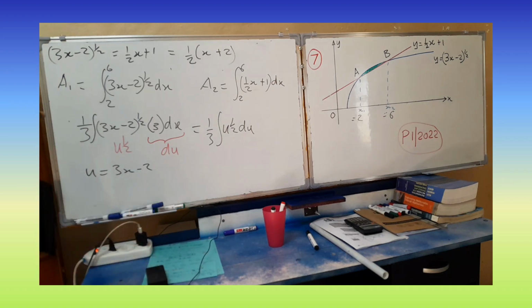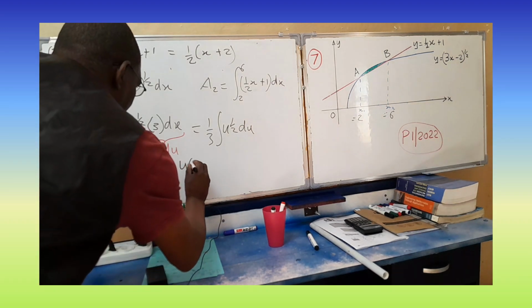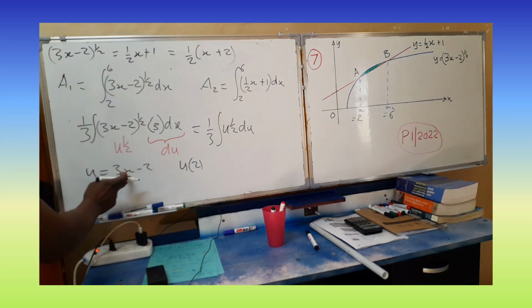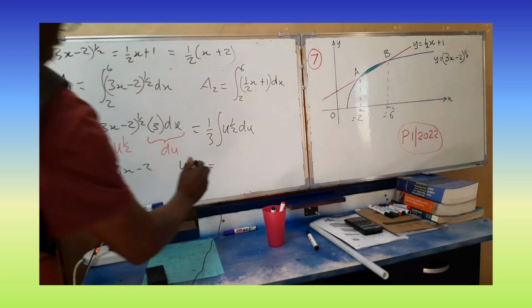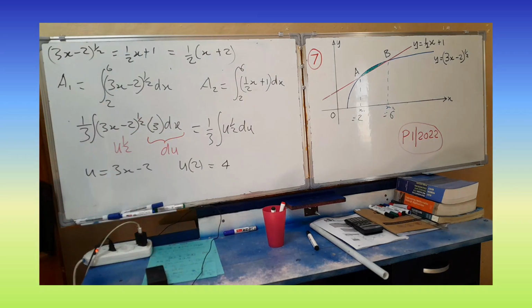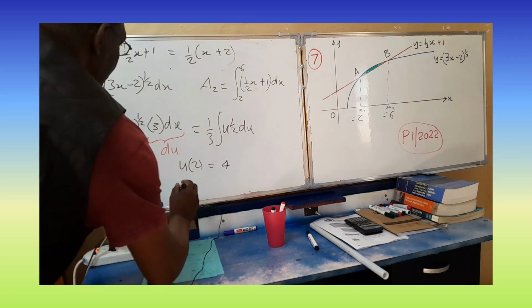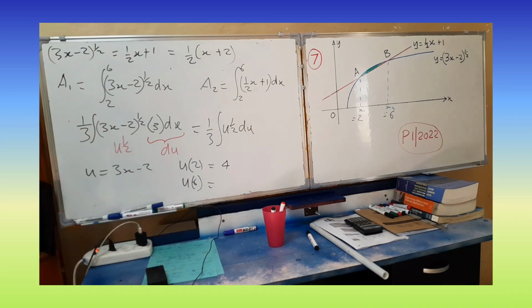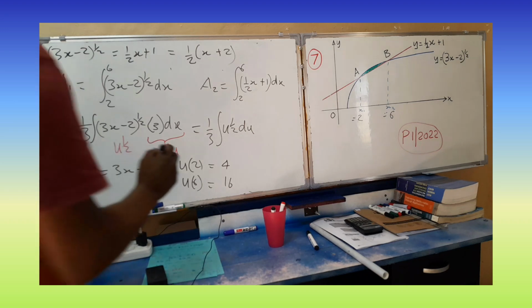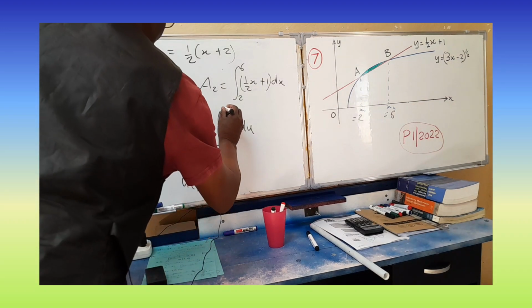So what is u when x is 2, the lower limit? We can say u of 2, because u is a function of x. When x is 2, u will be equal to 3 times 2, which is 6, minus 2, which is 4. What is u of 6? U of 6 will be equal to 3 times 6, 18, minus 2, which is equal to 16. So when we have changed our variable to u, we now integrate from 4 up to 16.